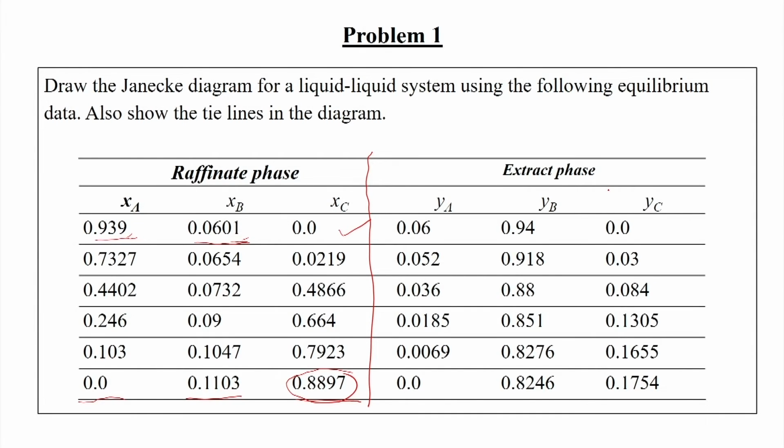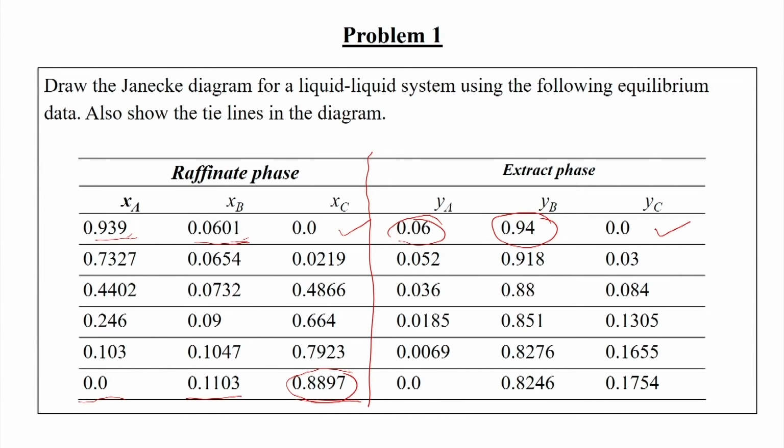And for the extract phase, whenever y a is 0.06, y b is maximum, 0.94. And this is the right hand corner actually, and y c there also is 0. So, whenever we plot this in the raffinate arm and extract arm, we will be getting one common point, the plait point. But we will be doing this in the Janecke diagram, means we will be plotting this on a solvent free basis.